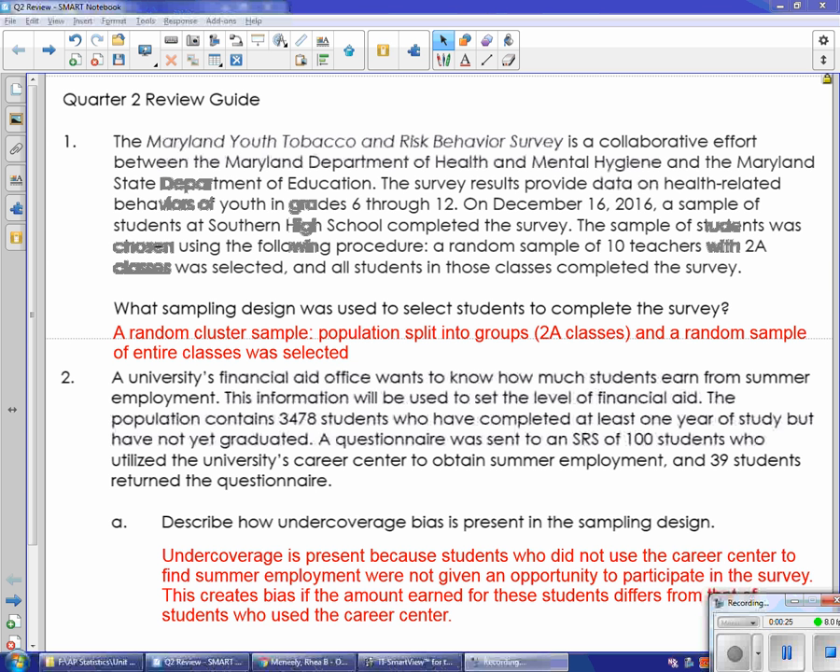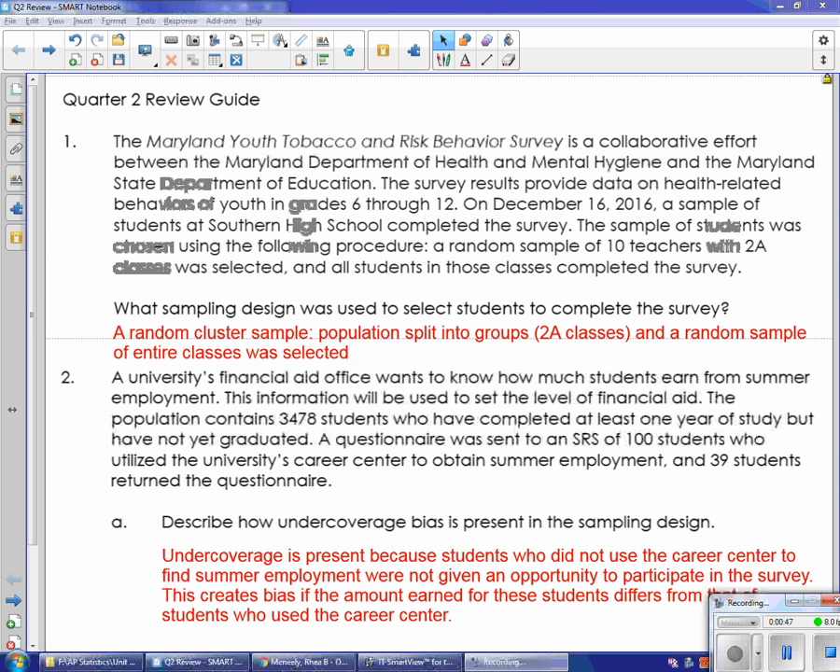So the first problem on the review guide, and I think I set it up so everything's in order that we learned it, has to do with a Maryland Youth Tobacco and Risks Behavior Survey. This is something we actually did at the high schools in December. It's a collaborative effort between the Maryland Department of Health and Mental Hygiene and the Maryland State Department of Education. The survey results provide data on health-related behaviors of youth in grades 6 through 12.